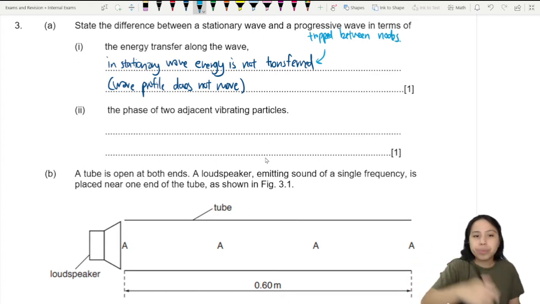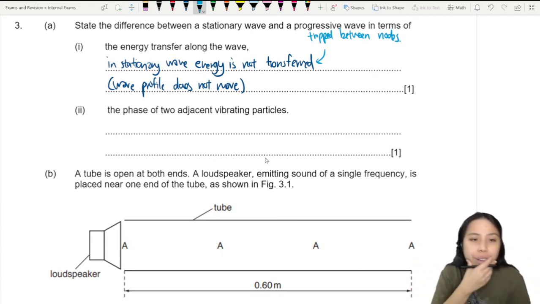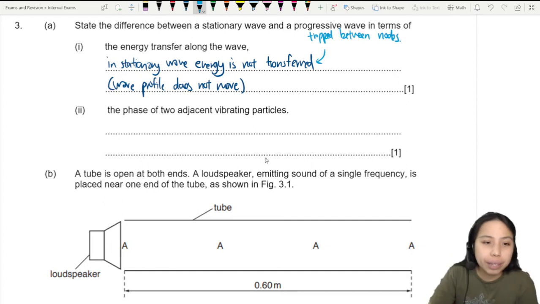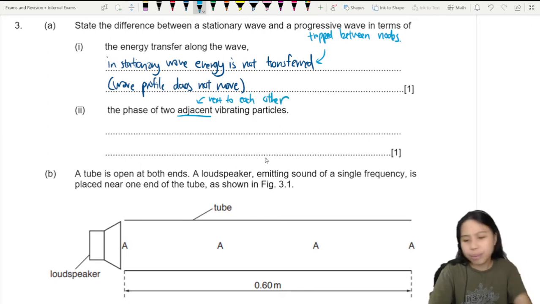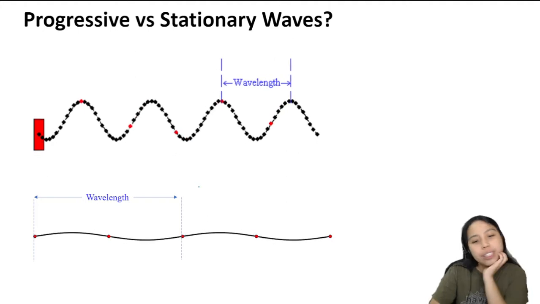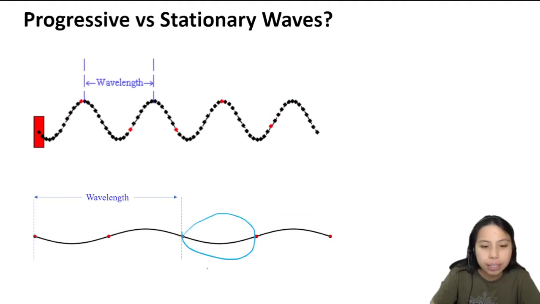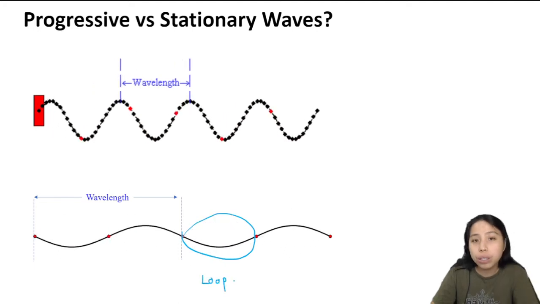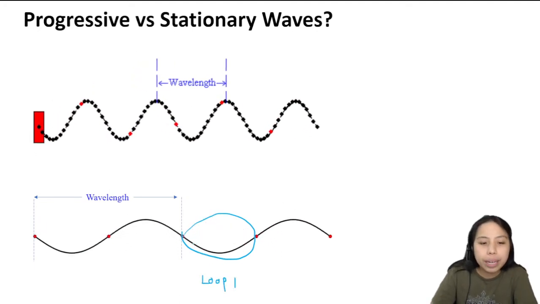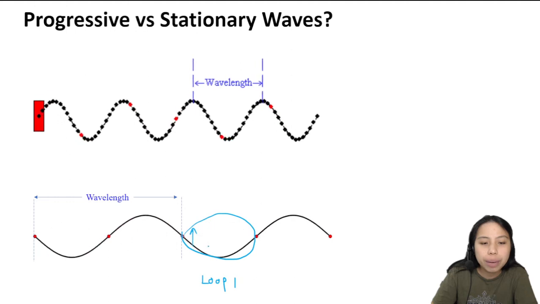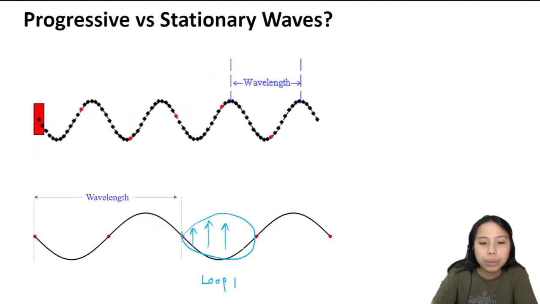Okay, number 2. We need to talk about the phase of two adjacent vibrating particles. Now, adjacent here means next to each other. You sit next to your friend, right? So, next to each other. Let's look at the animation again. Let's look at a loop here. I'm going to circle this part here. It is what we call one loop. And let's say I'm going to look at the instant where all these particles are moving up. So I'm just going to draw a few arrows.